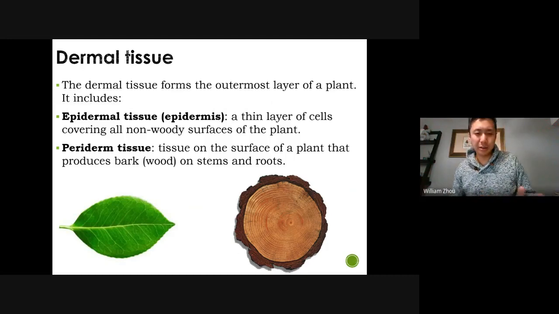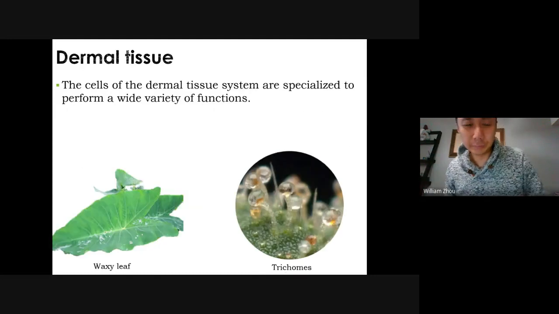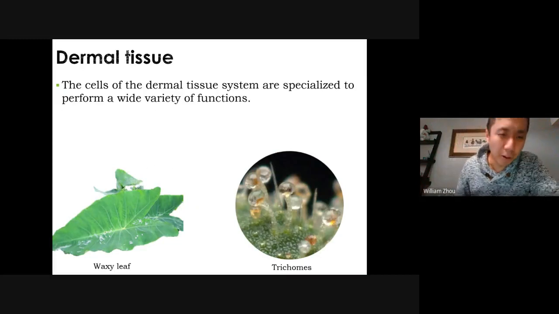Does that make sense? If you're green, it's epidermal tissue. If you're wood, you're peridermal tissue. Now, what does the dermal tissue do? It has many functions, and one of them is to keep things out and to keep water in.